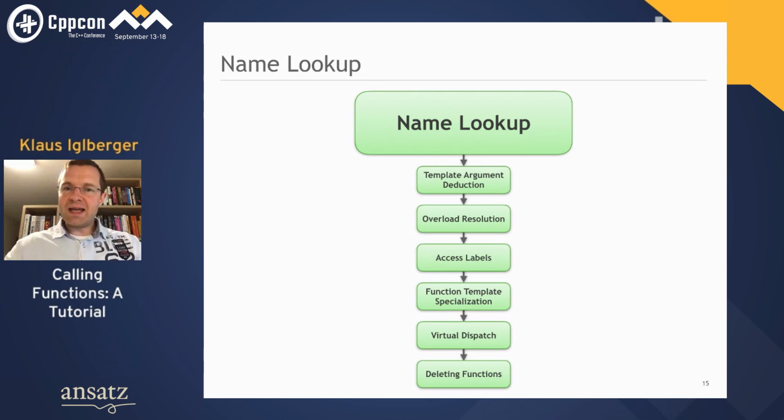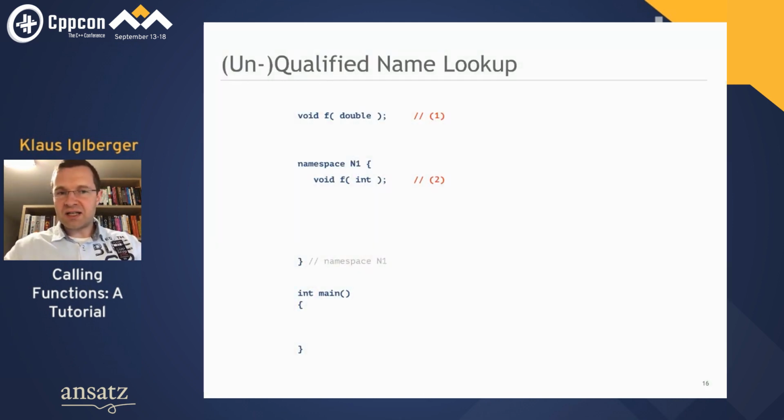The very first step, dealing with just finding the functions that we are supposed to call. The example I have is a function f that takes a double, then a namespace called n1 with an additional function that takes an int. This is my function 1, this is my function 2. In the main function, I now call function f with a 1.0. Unsurprisingly, this will call function 1. This is called unqualified lookup. I do not explicitly make any specifications. I just find the function that is most appropriate.